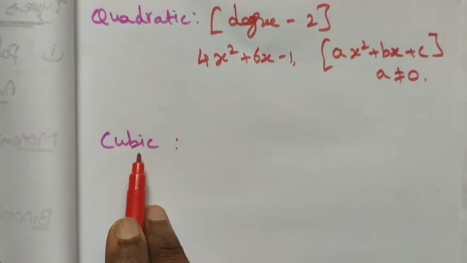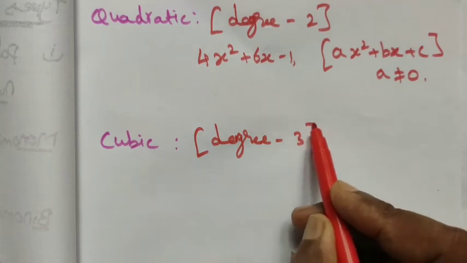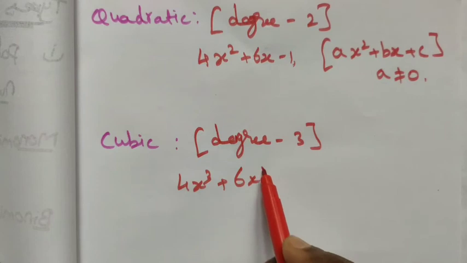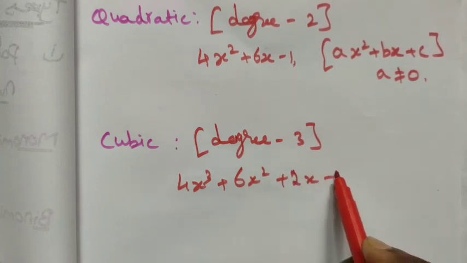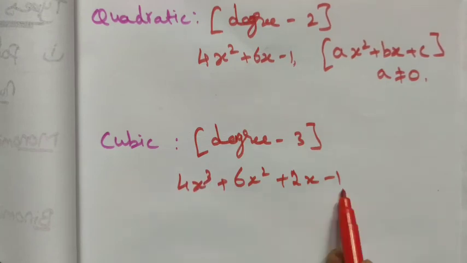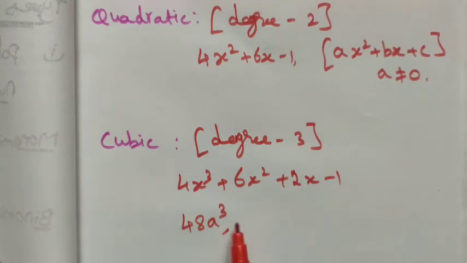And the next one is cubic. Cubic means the degree is equal to 3. The degree of the polynomial is 3. So, 4x cube plus 6x square plus 2x minus 1. See, the highest degree of the polynomial is 3. Then we call this a cubic polynomial. Or simply we write it as 48a cube. This is also a cubic polynomial. Then what about the remaining terms? The remaining terms are 0x square plus 0x and then the constant term. So this is also a cubic polynomial.